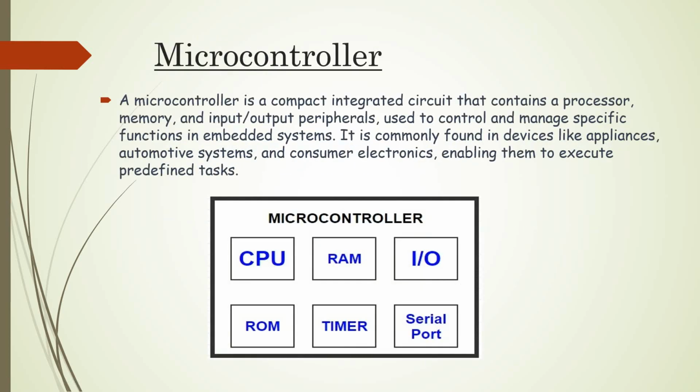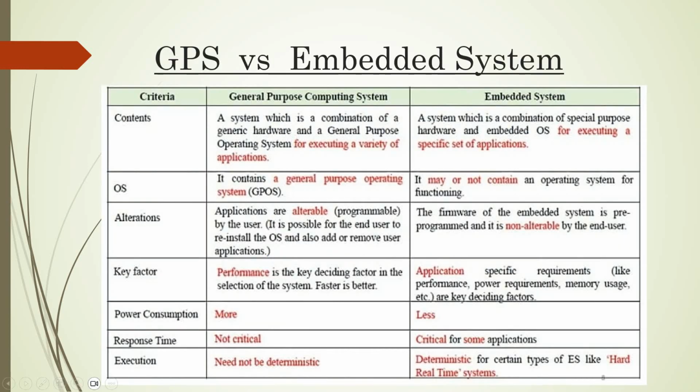The next topic is the microcontroller. What is a microcontroller? A microcontroller is a compact integrated circuit that contains a processor, memory, and input-output peripherals that are used to control and manage specific functions in embedded systems. It is commonly found in devices like appliances, automatic systems, and consumer electronics, executing predefined tasks. A microcontroller usually consists of a CPU as the main component, RAM, ROM, input-output peripherals, a timer, and a serial port. These are all the components a microcontroller uses.